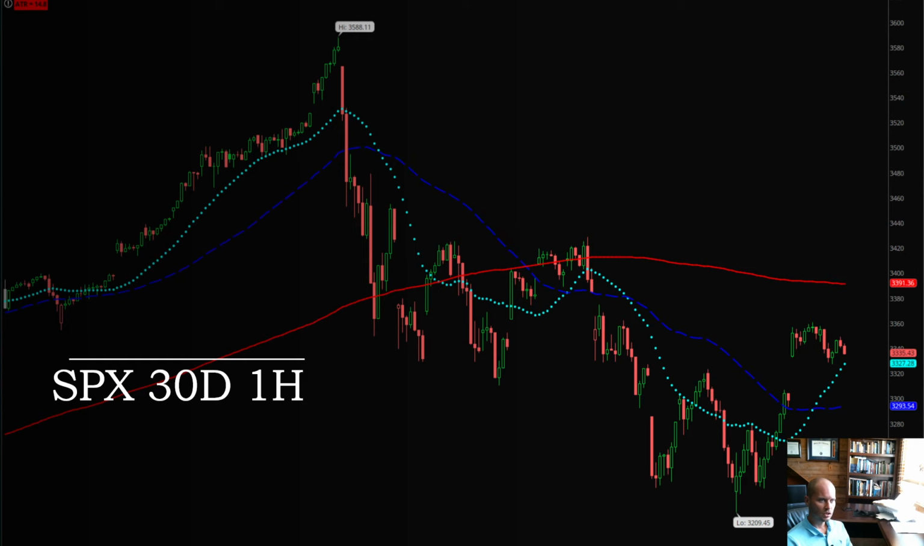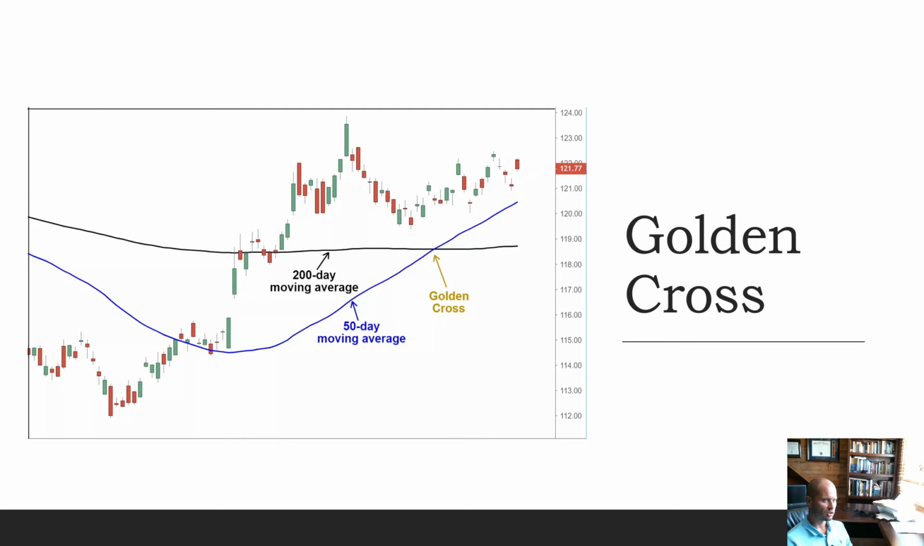You will often hear of a thing called the Golden Cross. And I have an example here. The Golden Cross is when the 50 and the 200 moving average, typically, are the time periods that they use, they converge with the 50 being below the 200, and then they cross. Okay? And this is taken as a bullish sign for the price action.